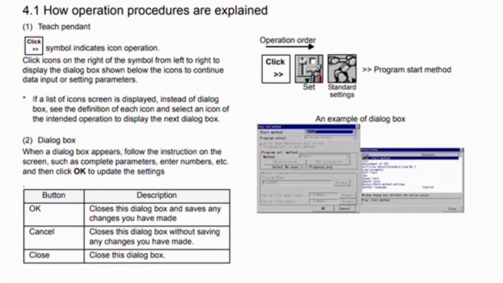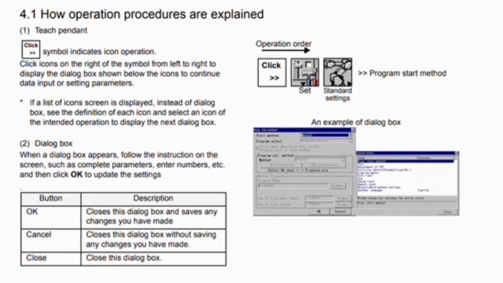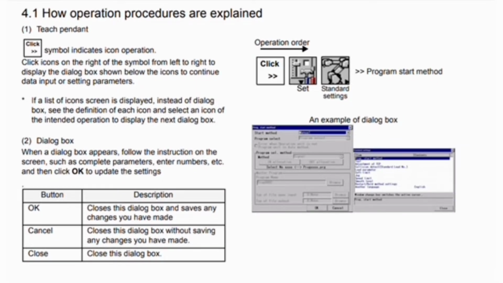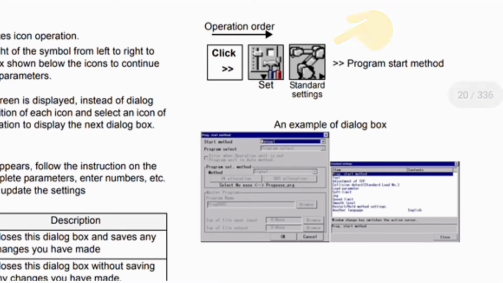Second, dialog box. When a dialog box appears, follow the instructions on the screen, such as completing parameters, entering numbers, etc., and then click OK to update the settings. Button descriptions: OK closes this dialog box and saves any changes you have made. Cancel closes this dialog box without saving any changes you have made. Close closes this dialog box.